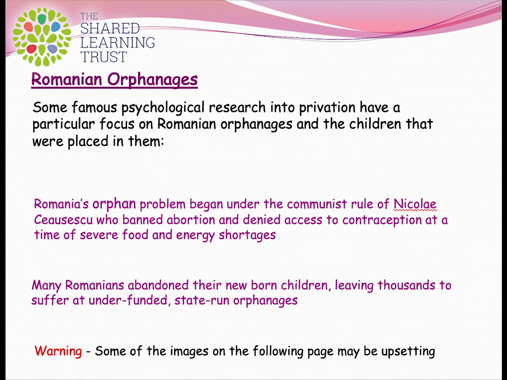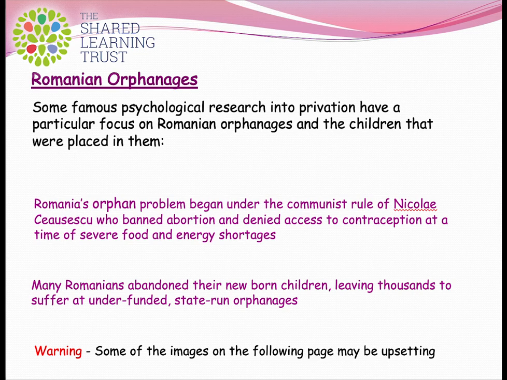Some famous psychological research into privation has had a particular focus on Romanian orphanages and the children that were placed in them. Romania's orphan problem began under the communist rule, where abortion was banned and people were denied access to contraception. Therefore, many Romanians abandoned their newborn children, leaving thousands to suffer in underfunded state-run orphanages.